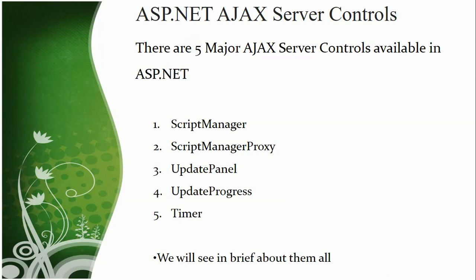There are 5 extra controls in the toolbox. If you check under ASP.NET, there will be 5 AJAX components. The first two are script manager and script manager proxy, third is update panel, fourth is update progress, and fifth is timer. These are 5 important components, guys. Remember the keywords, they are very essential. Let's see what they do individually, and then we'll go to the program.